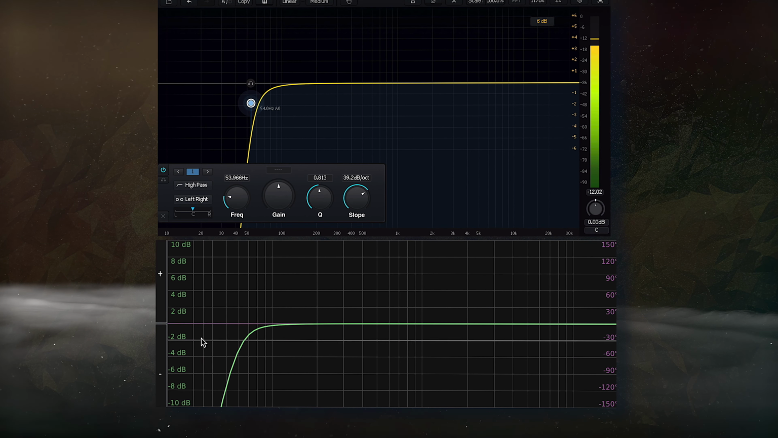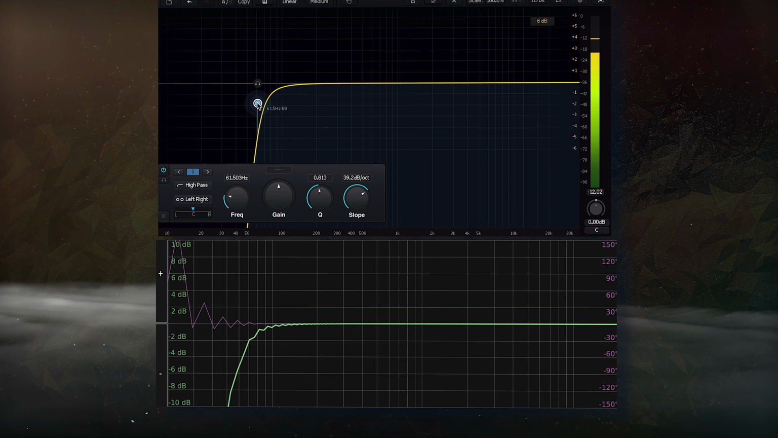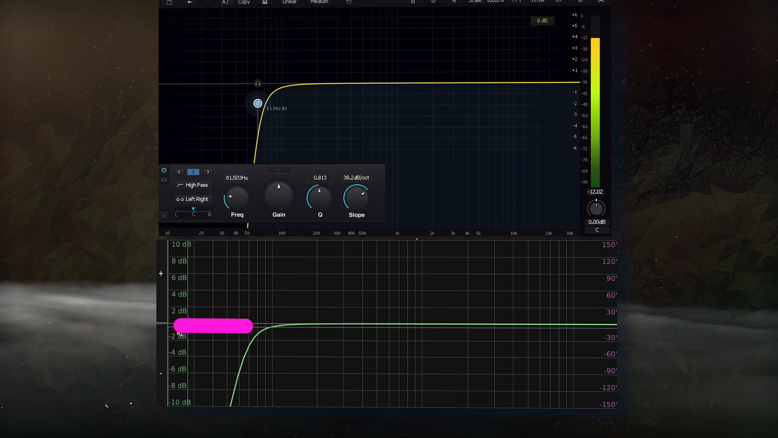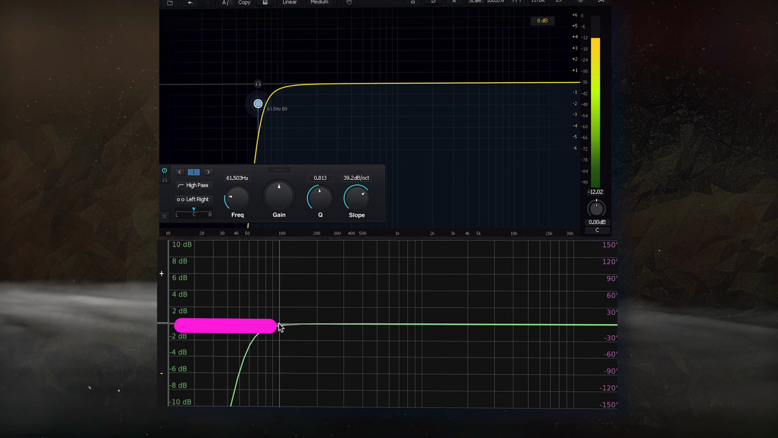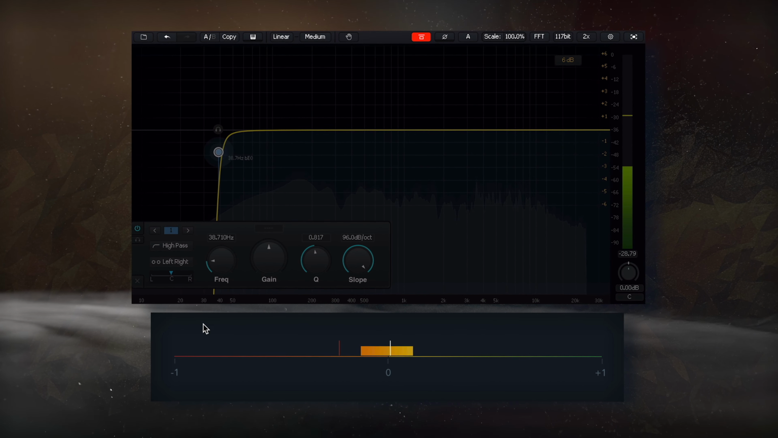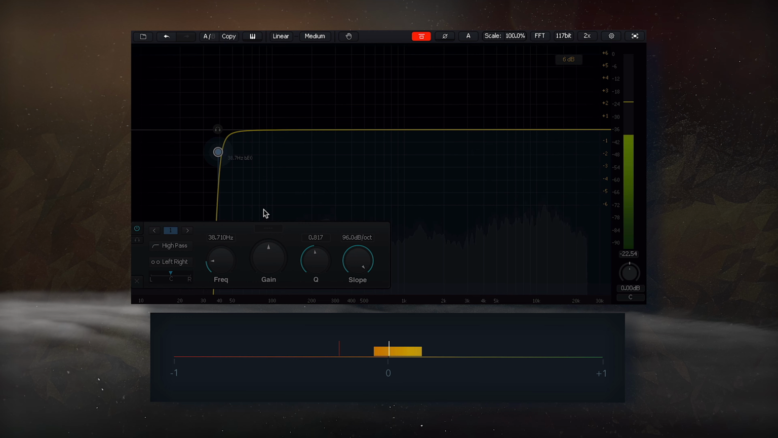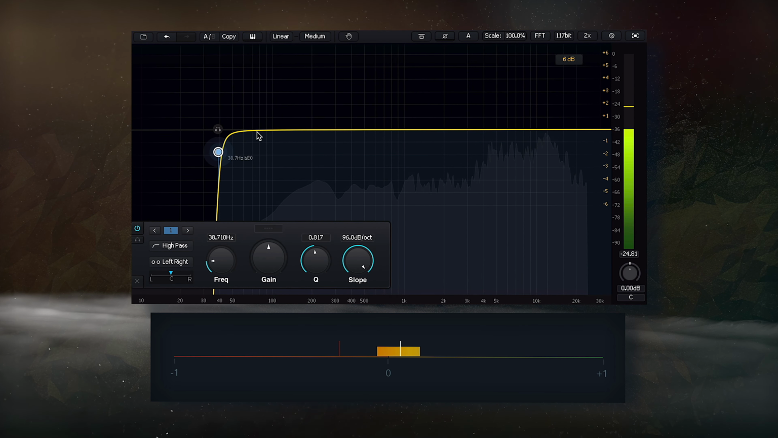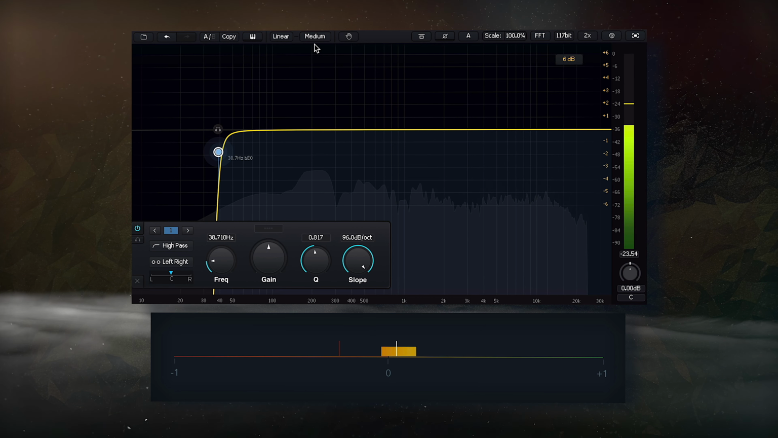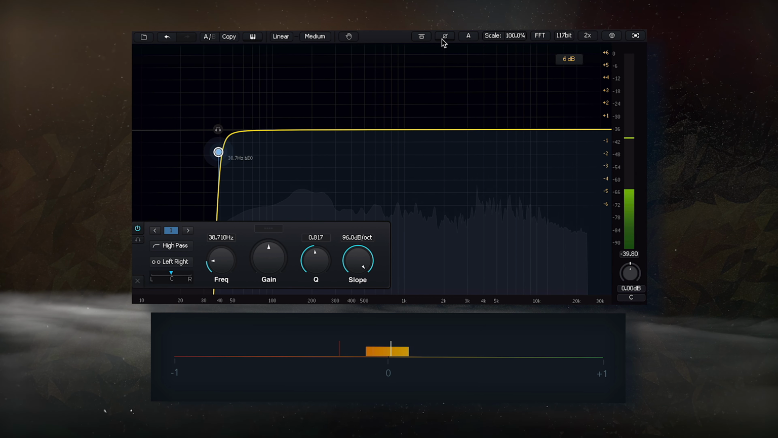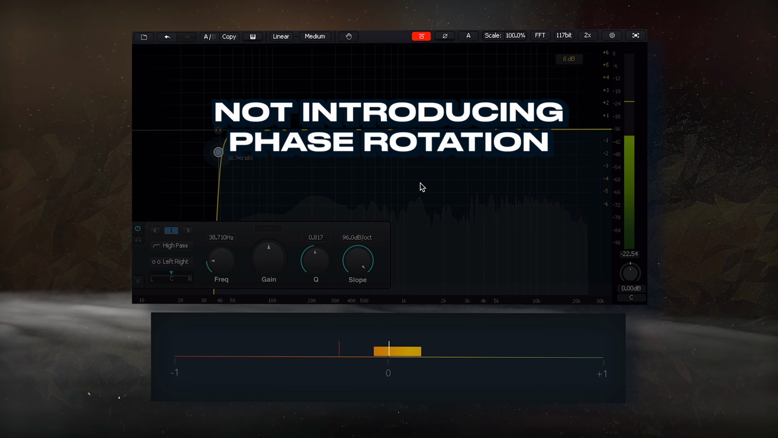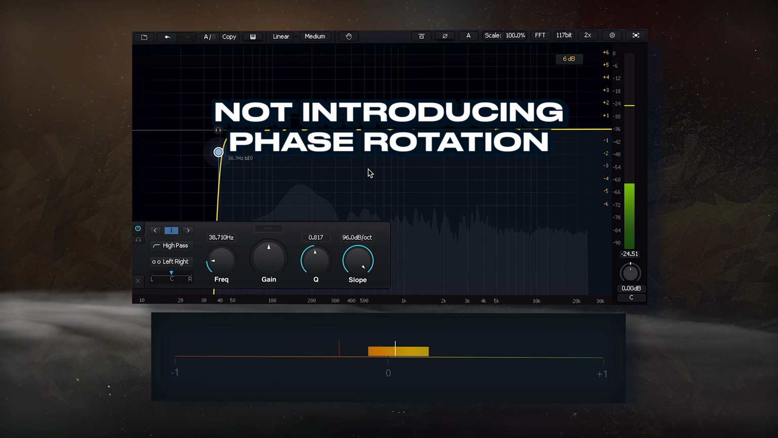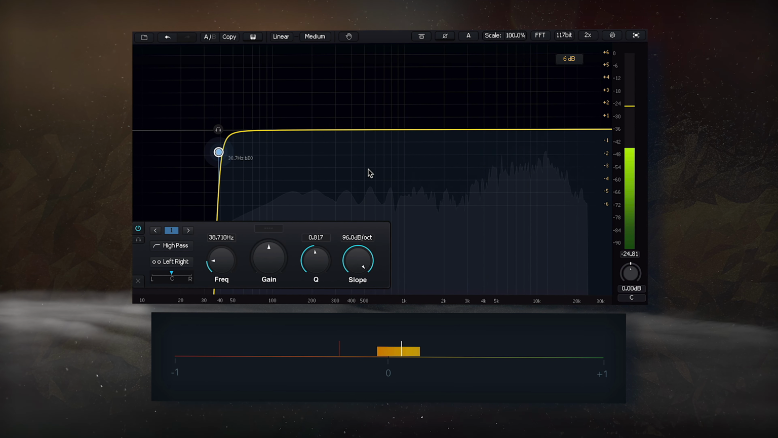And by the way, this plugin is free if you want to test your plugins for yourself. And we'll notice that the phase stays at 0 degrees. In other words, no phase rotation occurs. Next, let's take a look at the correlation meter and perform the same test that we did in the last chapter. We'll notice that the correlation doesn't change when we introduce the same high-pass filter if the EQ is set to a linear phase mode. Again, this is because we're not introducing phase rotation and subsequently avoiding any changes to the phase relationships.